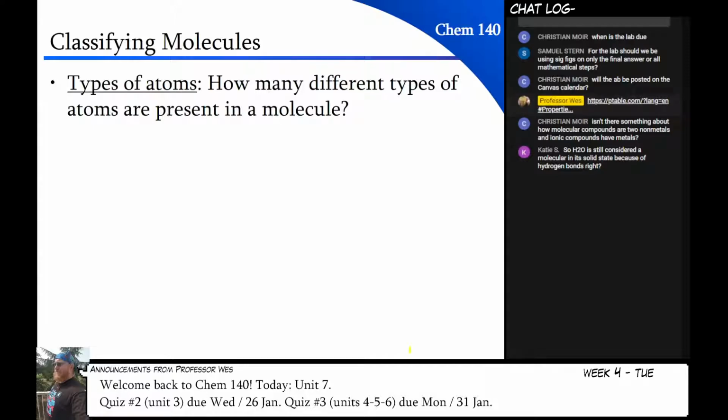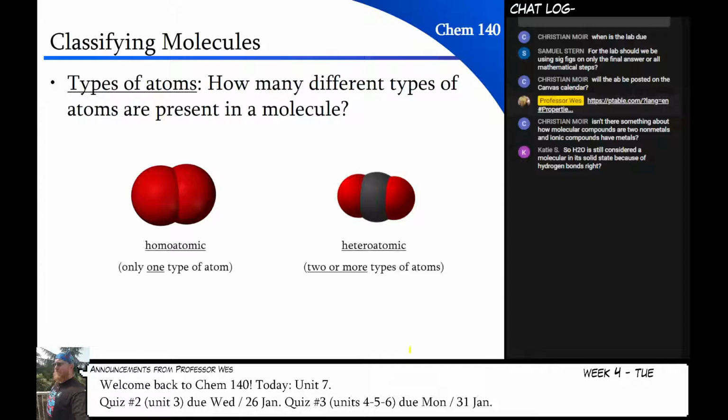And then the last category would be what types of atoms are present. Are they all identical atoms, or is there a mixture of different types of atoms? So if you have two atoms here that are the same, and that's it in your molecule, we would call those homoatomic. There's only one type of atom present in the molecule.